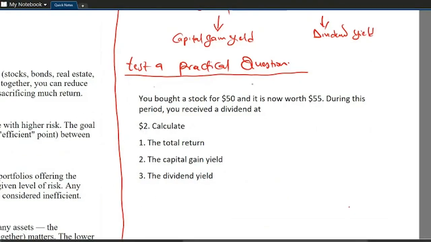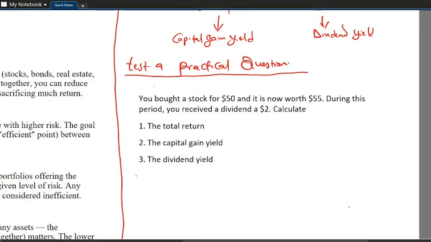Okay, here's a question. You bought a stock for $50 and it is now worth $55. During this period, you receive a dividend of $2. Calculate: 1, the total return; 2, the capital gain yield; and 3, the dividend yield. Okay, so let's start.